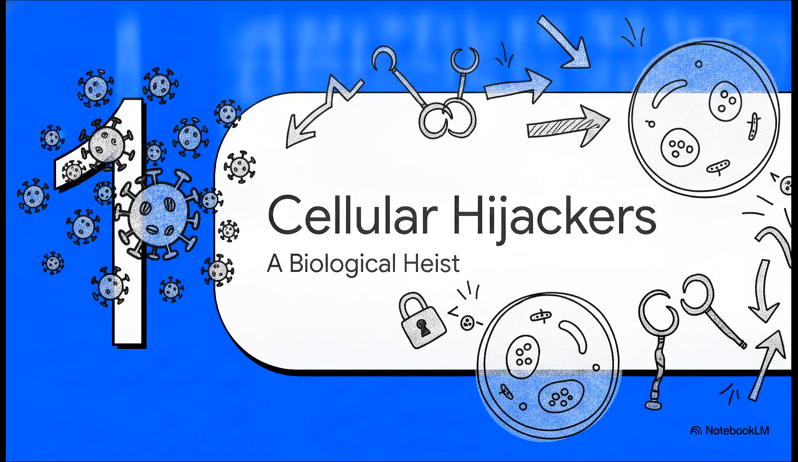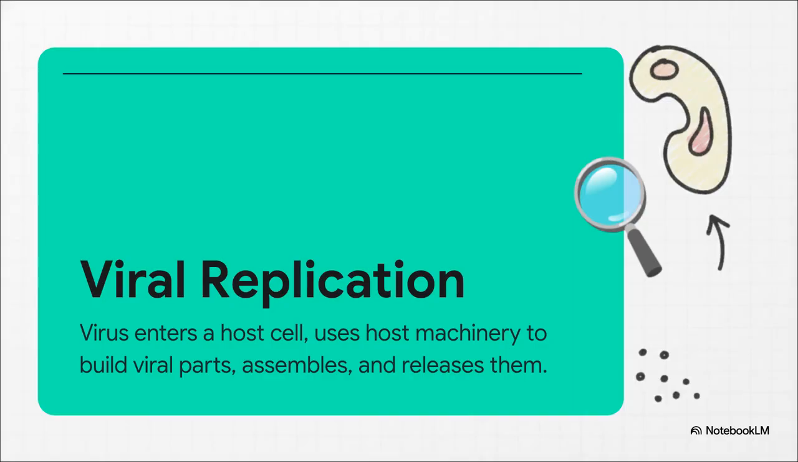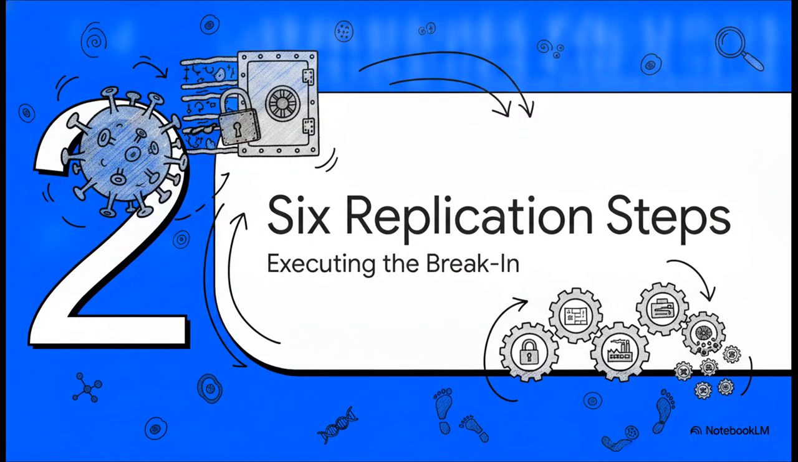All right, Section 1, the ultimate cellular hijackers. Let's make sure we have a solid foundational understanding of what we're really dealing with here. So, the absolutely crucial point to remember is that viruses just do not have their own cellular machinery. They don't have ribosomes, they don't generate energy, and there is no way they can divide on their own. This makes them 100% dependent on breaking into our cells. Viral replication is, at its core, this massive hostile takeover, making an entry, synthesizing new parts, assembling them, and then releasing the new army.